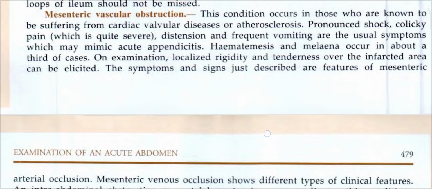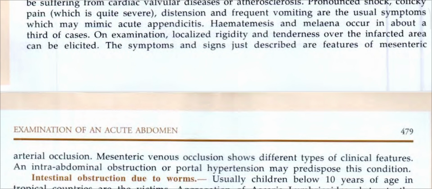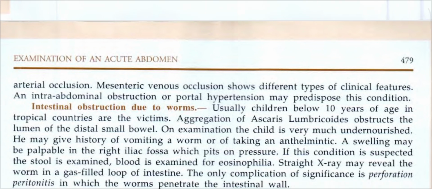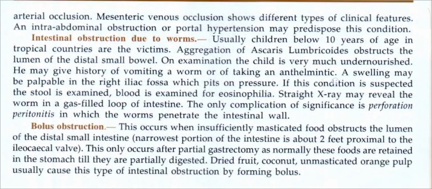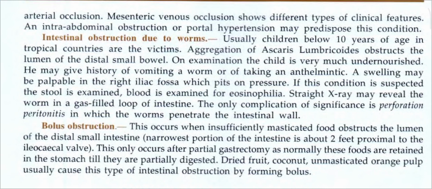On examination, localized rigidity and tenderness over the infarcted area can be elicited. The symptoms and signs just described are features of mesenteric arterial occlusion. Mesenteric venous occlusion shows different types of clinical features, and intra-abdominal infection or portal hypertension may predispose to this condition.